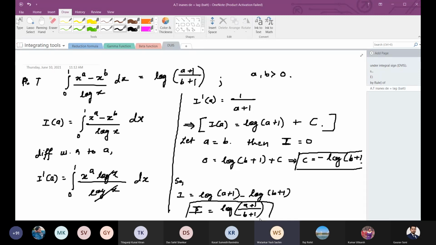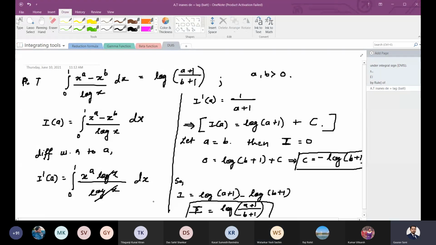Sir, I have a doubt. Yes. Sir, in this problem, there were two constants, a and b. So we differentiated it with respect to a. What if we differentiated it with respect to b? Then will the answer be the same? Yes, of course. Still the answer will be the same.